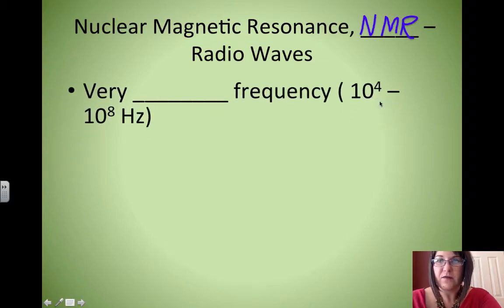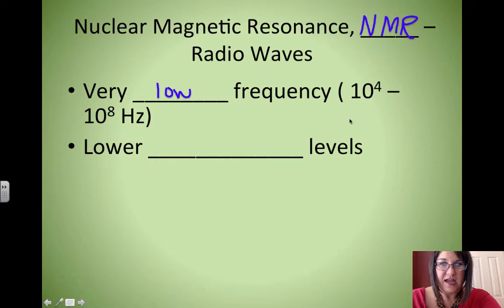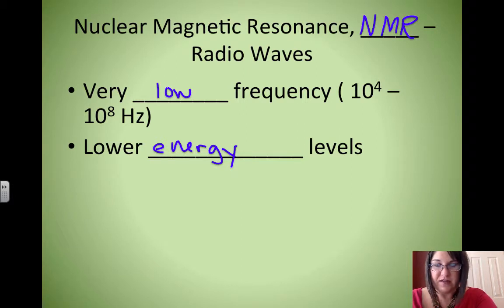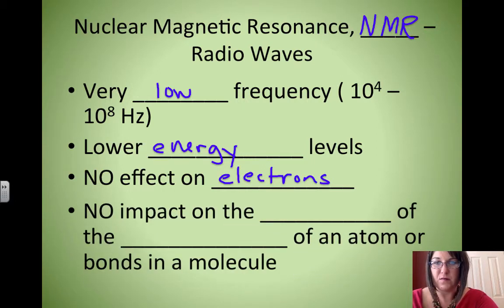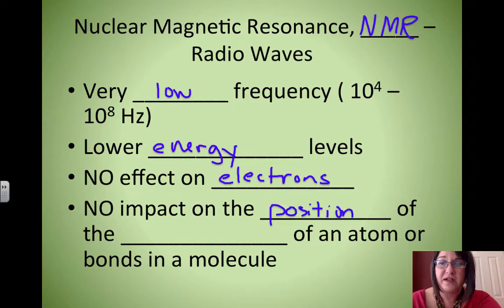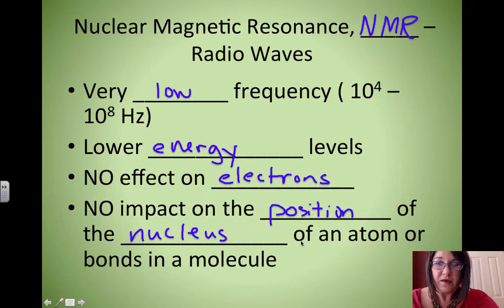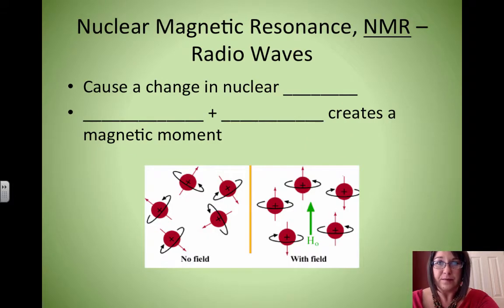So, of course, nuclear magnetic resonance is called NMR, and it utilizes radio waves. These waves are very low frequency, that is 10 to the 4 to 10 to the 8th hertz. And because it's low frequency, that necessarily means it's lower energy levels than the other types of spectroscopy. These will have no effect on the electrons in particular, because the electrons need more energy than that to move around. It also has no impact on the position of the nucleus of an atom or of the bonds in the molecule. So if it's not moving electrons and it's not moving the nucleus, well, what the heck is it doing? Well, it's causing a change in the nuclear spin.